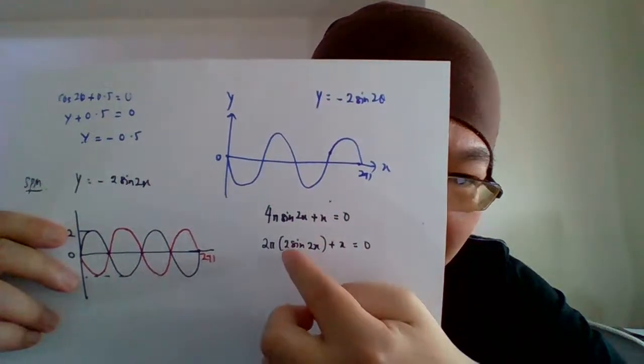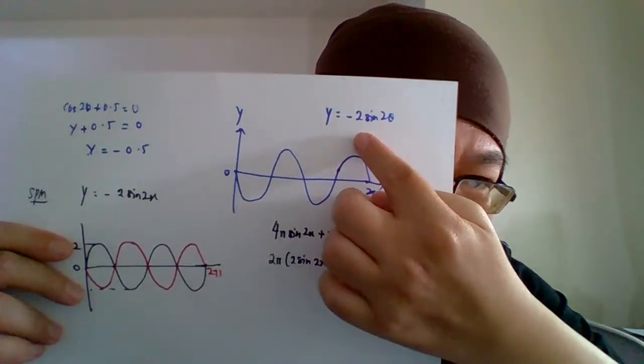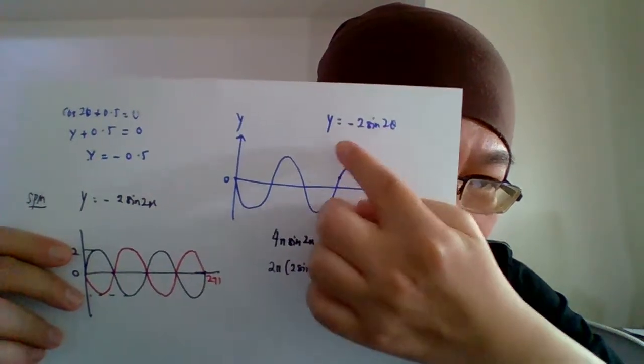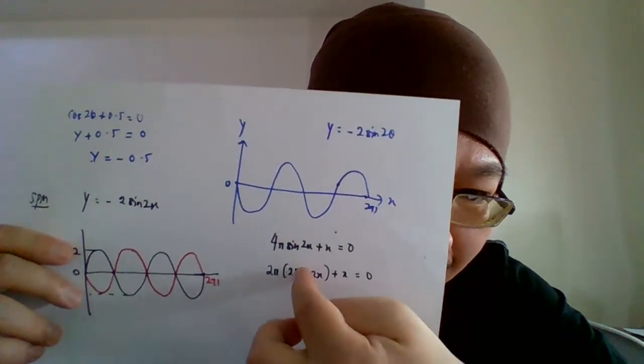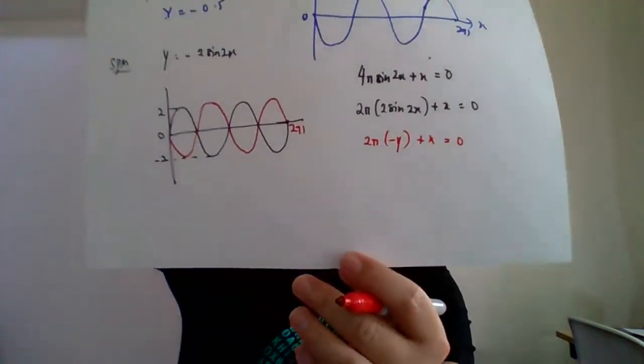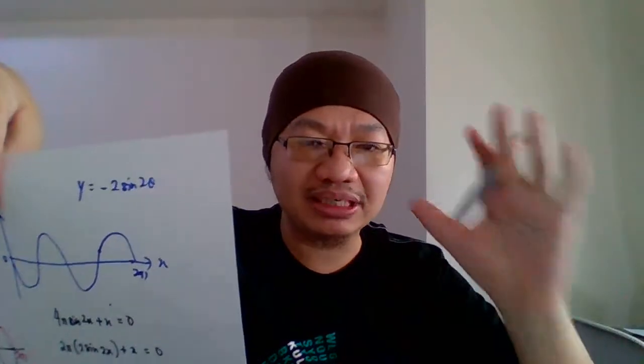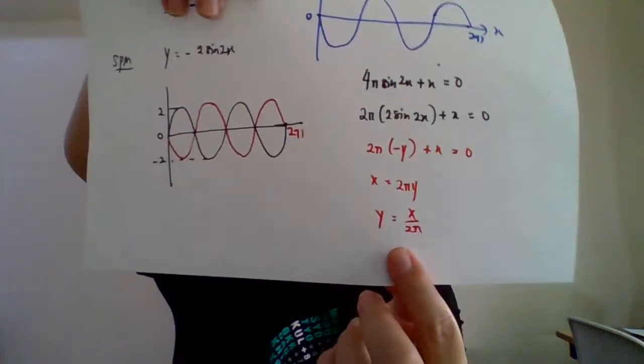Now you see 2 sine 2x actually equals to what? Negative 2 sine 2 theta equals to y. So 2 sine 2x positive, it becomes negative y here. So this one will be negative y. That's what I mean. So 2 pi negative y plus x, and after we replace with negative y, we must make sure our y becomes the subject. So y negative, pindah, dia akan jadi 2 pi y equals to x and y equals to x over by 2 pi. See, that's how we get the equation.